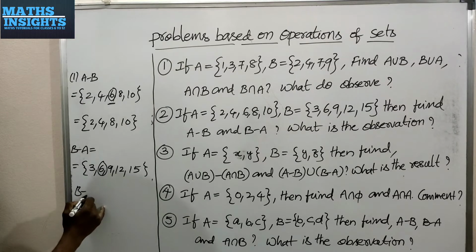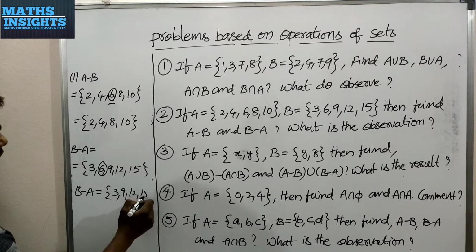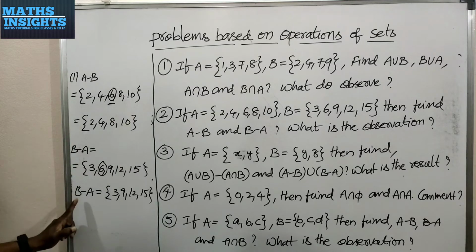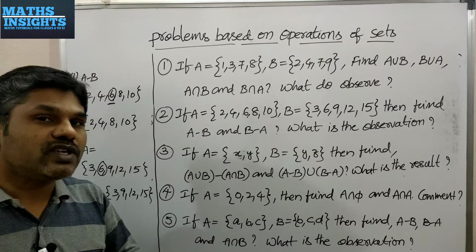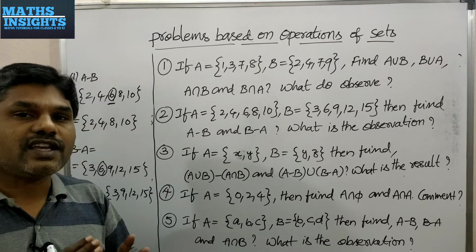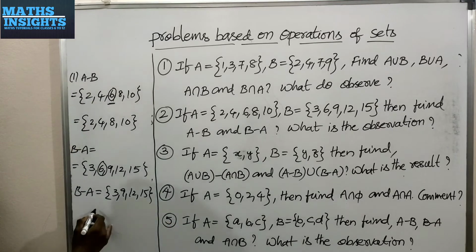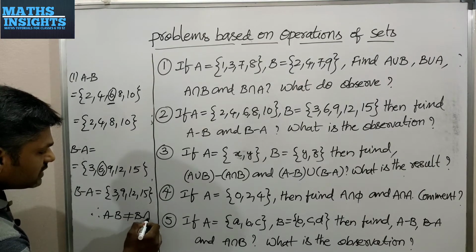Therefore B minus A is equal to 3, 9, 12, 15. What is your observation? If you see, the set A minus B is different from B minus A. Therefore you have to conclude that, unlike A union B equals B union A, these sets A minus B and B minus A are not equal to each other. Therefore you will conclude that A minus B is always not equal to B minus A.